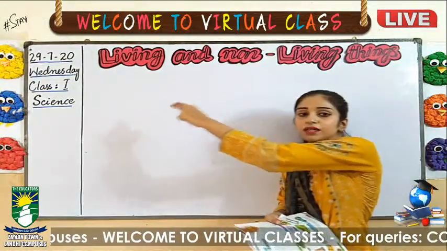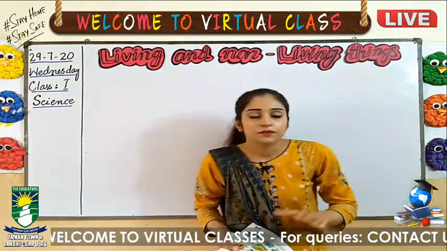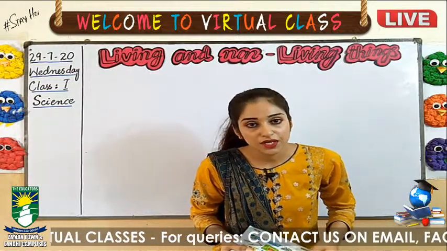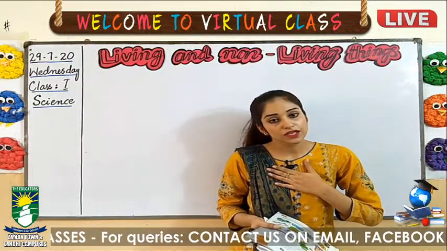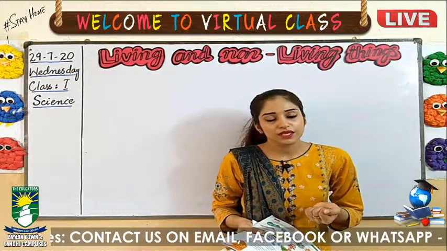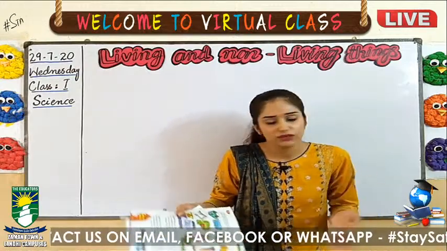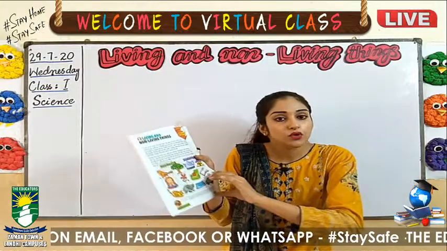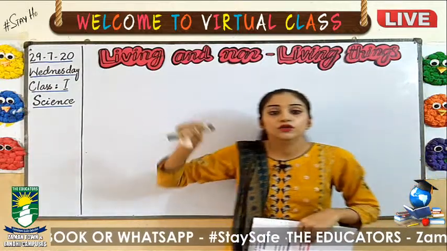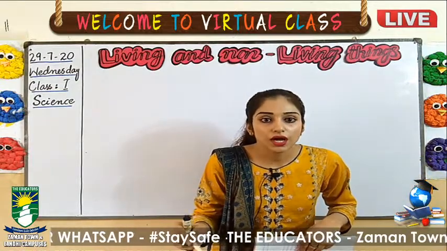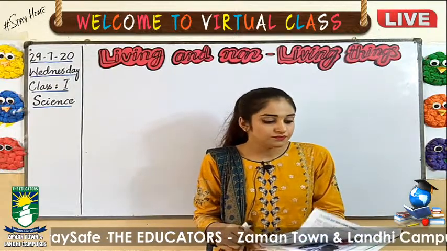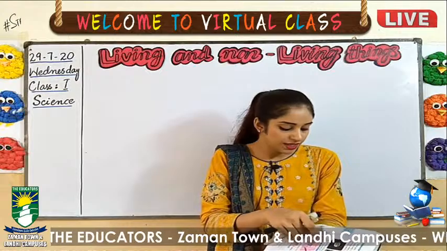Now, there are two types of things in the chapter. One is living and the other is non-living. Listen, plants, animals, birds, and fish are living things. We humans are also living things, like you and me. What are non-living things? Non-living things are such things that we use regularly, like a book, a pencil, a marker, a whiteboard. These are non-living things. I told you, bejan, they don't have life inside them. Right?